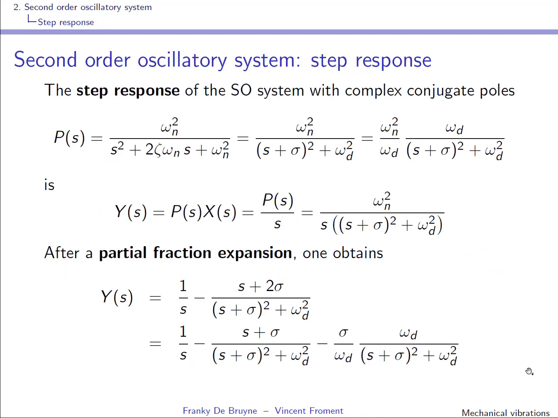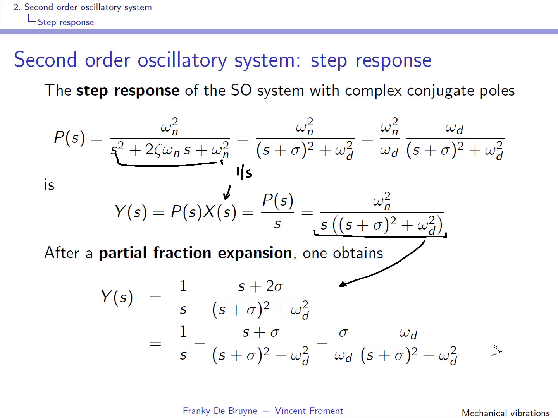You can also have a look at the step response. If you compute the step response, you know that X(s) will be 1 over s, so you multiply your transfer function with 1 over s, and this is what you obtain. You're all experts in computing inverse Laplace transforms, so you know that you have to rewrite this using a partial fraction expansion. I haven't put the details, but it's something that you can do pretty easily.